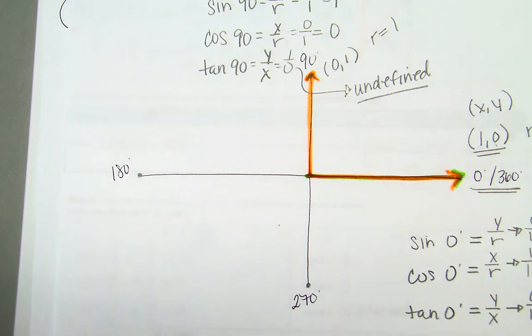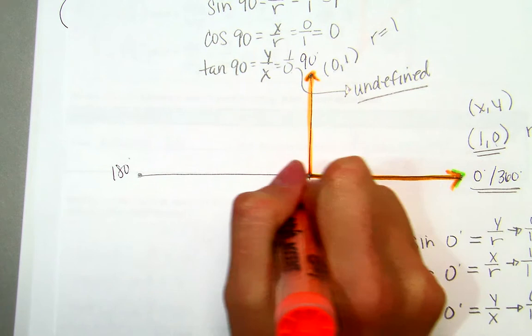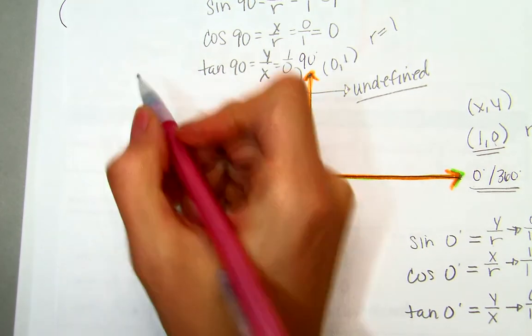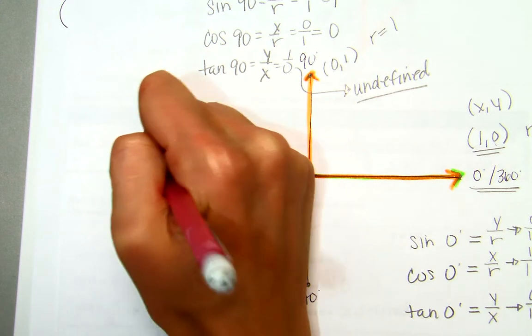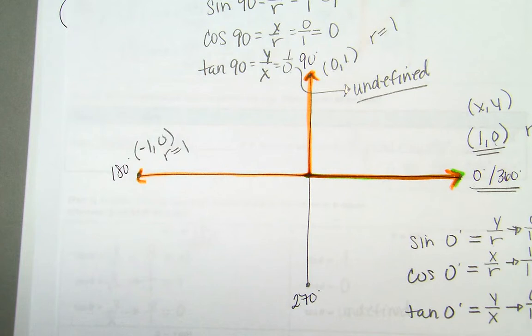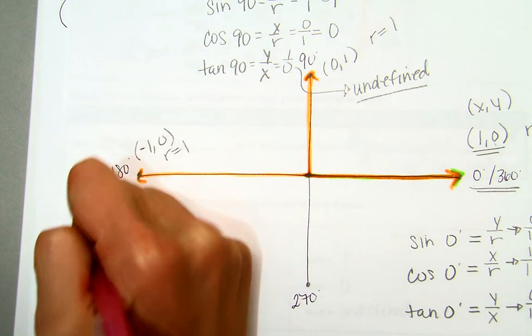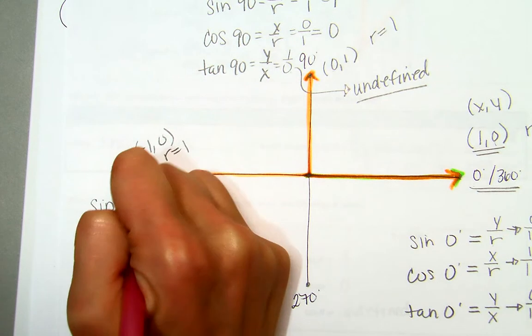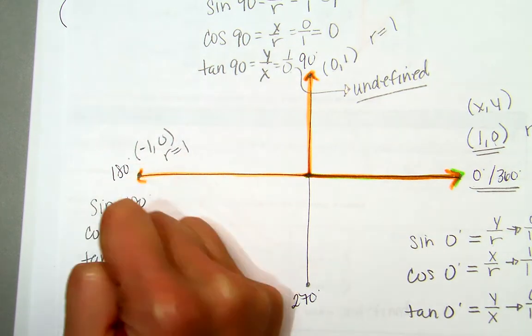Moving on, we move counterclockwise to 180 degrees. This point right here is represented as negative 1, 0. Your radius is equal to 1. And we can continue on with sine, cosine, and tangent of 180 degrees.